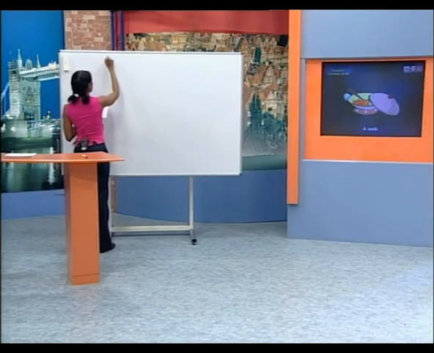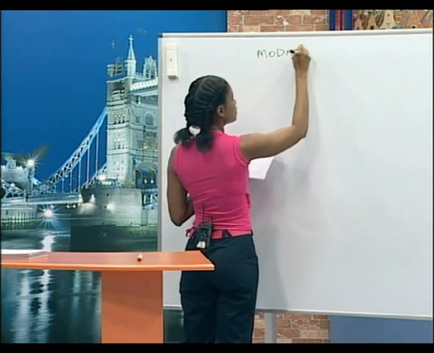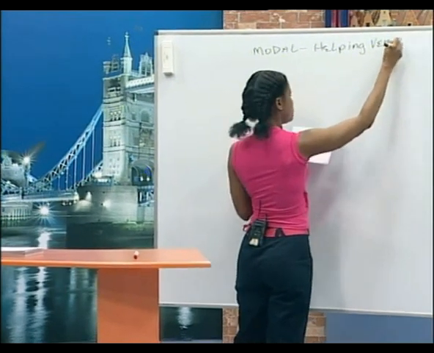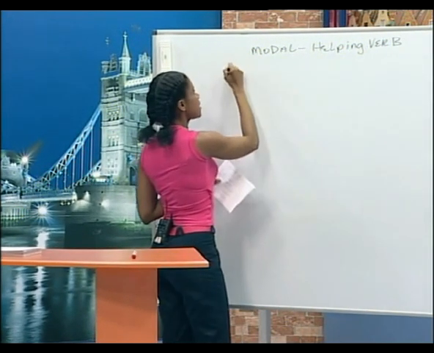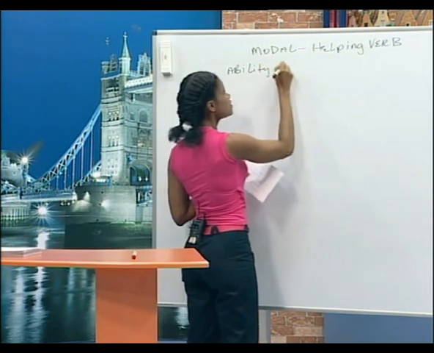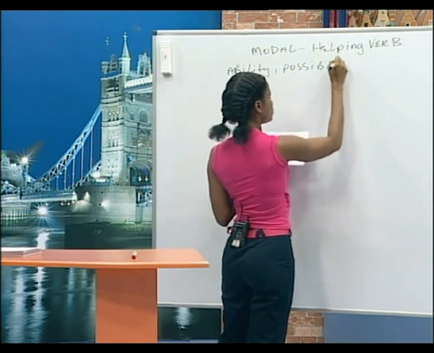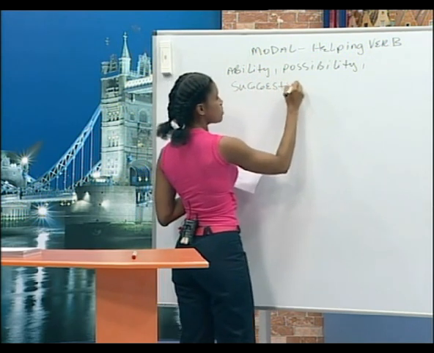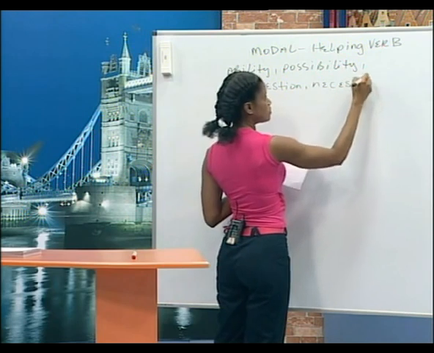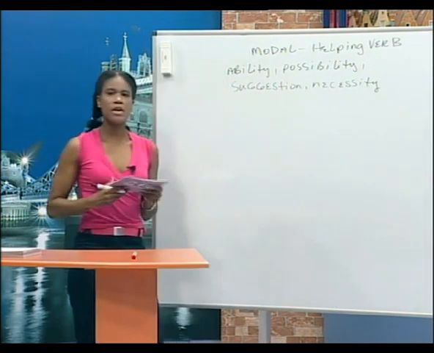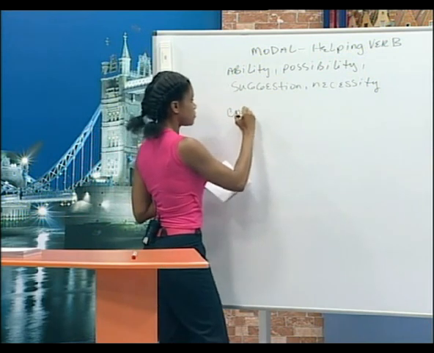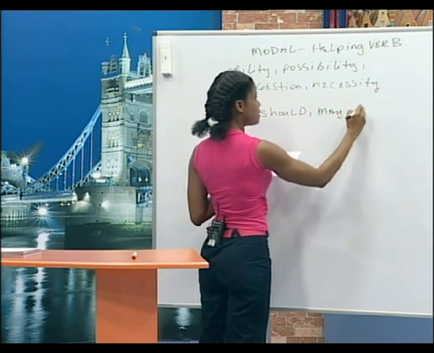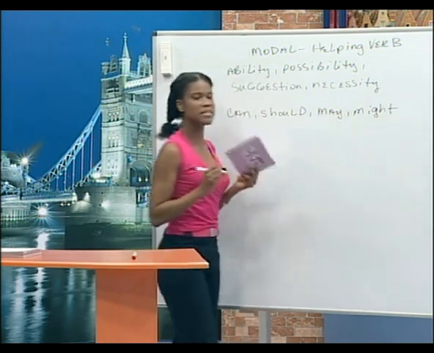Okay, we're also going to talk about modals today. A modal is a helping verb that you use with another simple verb form to describe things such as ability, possibility, suggestion, or necessity. Okay, so we already reviewed the modals can, should, may, and might. Let's look at some examples of these modals.